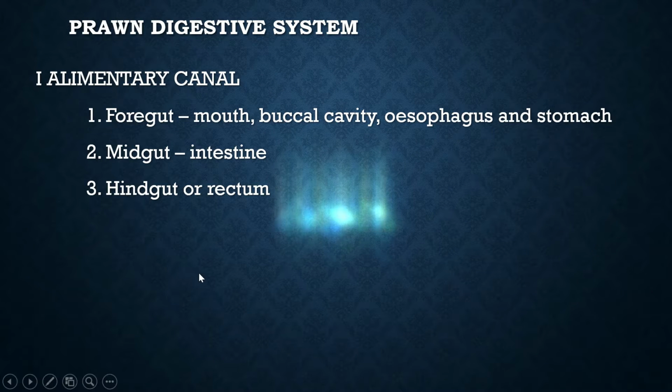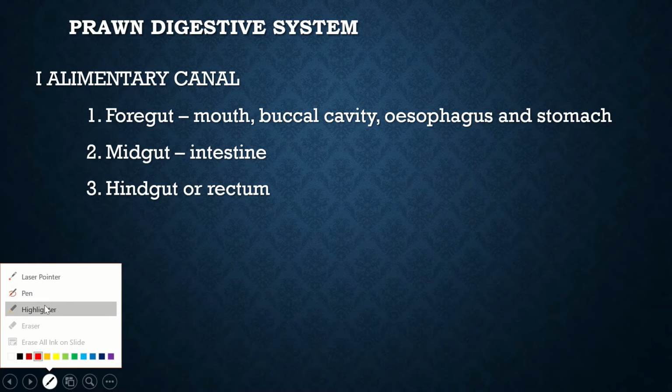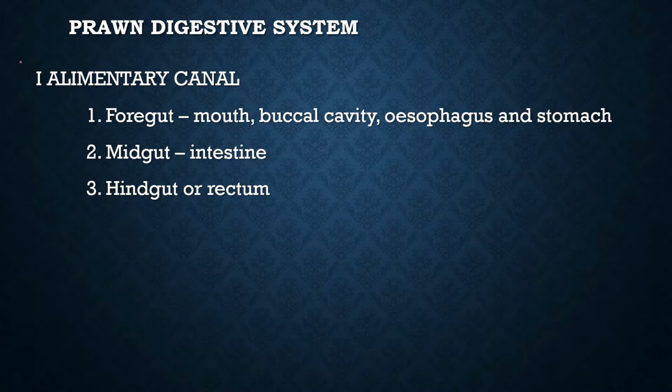The digestive system of the prawn is basically divided into two parts. The first part is the alimentary canal, and the second part is the associated digestive gland, that is the hepatopancreas. The alimentary canal can be divided into three parts: foregut, midgut and hindgut.